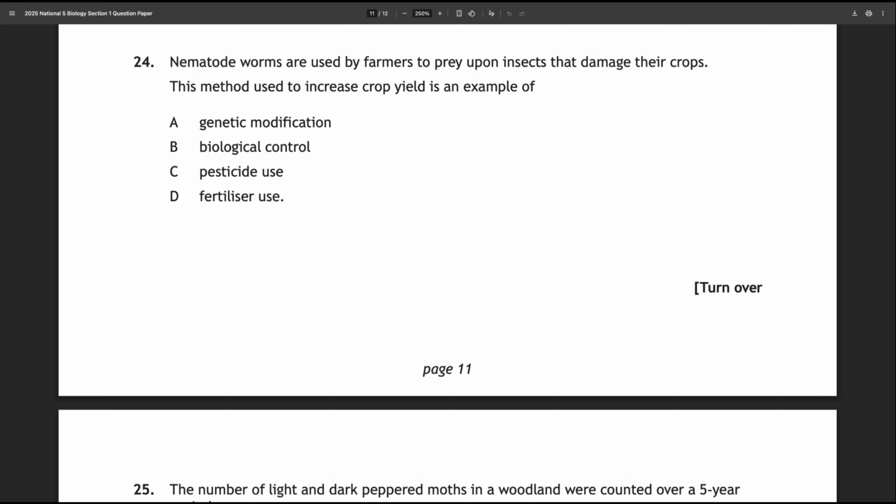Question 24. Nematode worms are used by farmers to prey upon insects that damage their crops. This method used to increase crop yield is an example of. So a nematode worm is a natural predator of these insects, because it says to prey upon them. And the term that we use to describe the natural predator of an organism that's introduced as an alternative to pesticides is a biological control. So the answer is going to be B there.